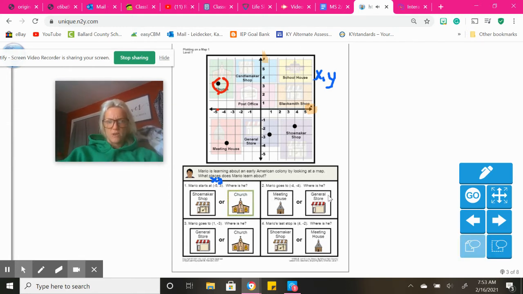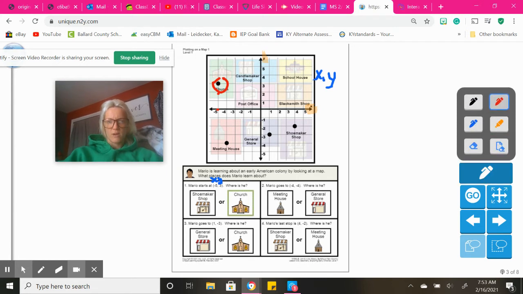Mario goes to -4, -4. So I'm going to erase this. So we are at x comma y, so -4, here's x. I'm going -4, and then I have to go down to -4. So I'm at the meeting house.